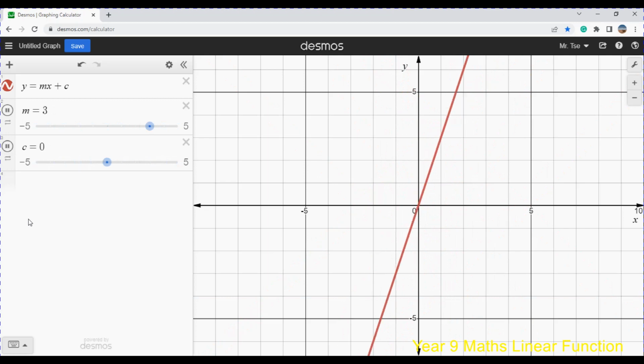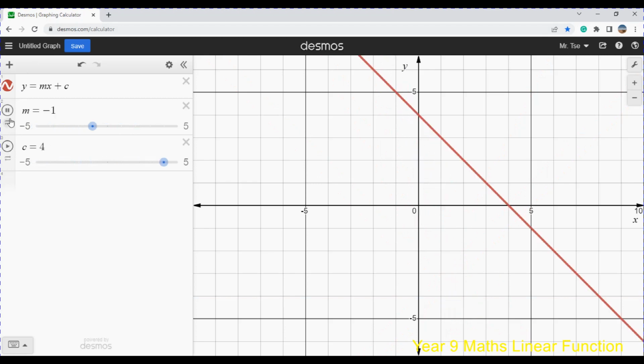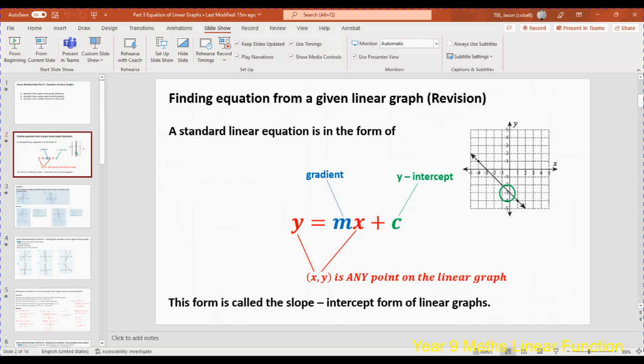If you want to play with this software, you can just search for Desmos in Google. Any one of you can type in the numbers you want and form a line. Remember, you need to input y equals mx plus c. Of course, you need to have a laptop or an iPad with you. Okay, so let's go back to our PowerPoint again.